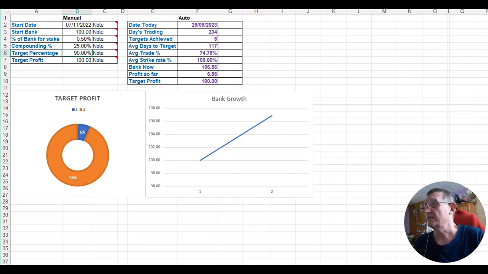So as you can see in the spreadsheet, the start date can be whenever. I've just left that start date as it is. Now we've got a start bank. In this case I've just put £100, which is kind of a figure most people stick to.